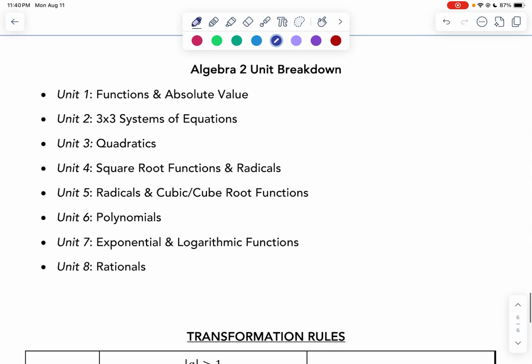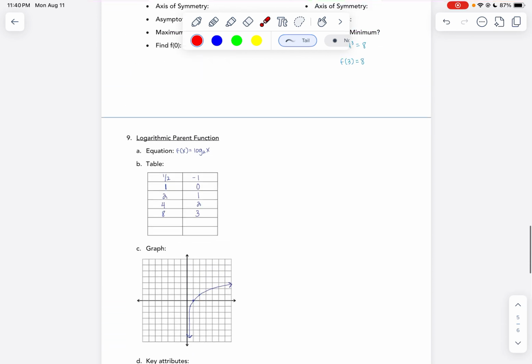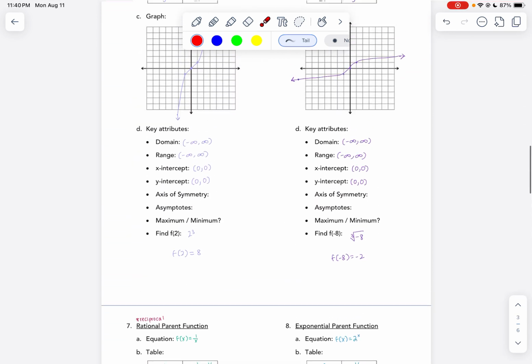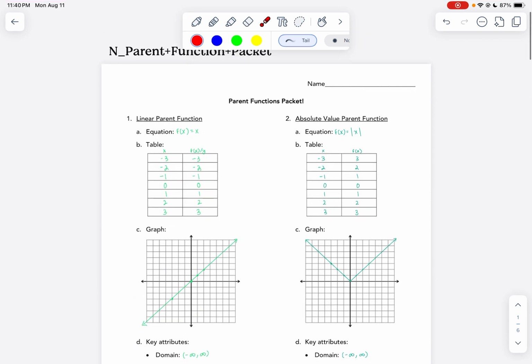So right here, I just put the breakdown of Algebra 2 for you. So if you're freaking out about some of these exponential and logarithmic and rational functions, don't be, because we're not even going to get into those until Unit 7 or Unit 8. So hopefully you have a much better understanding of these parent functions, and you would be able to sketch graphs and answer questions about the domain and range.